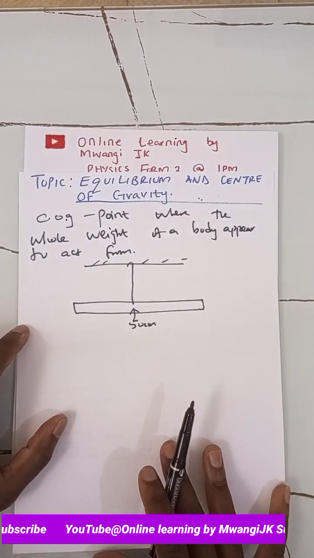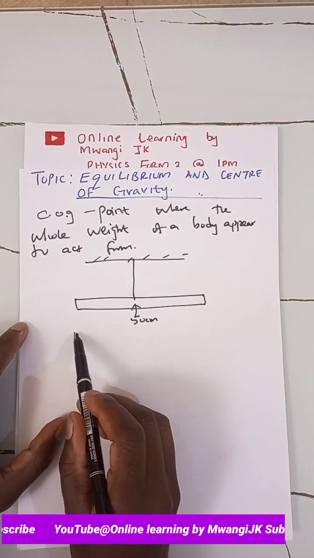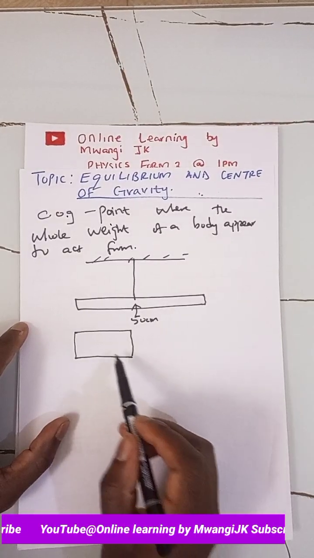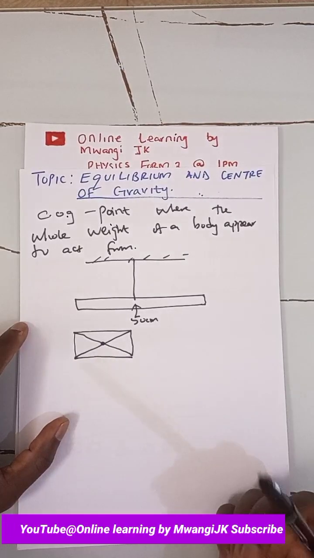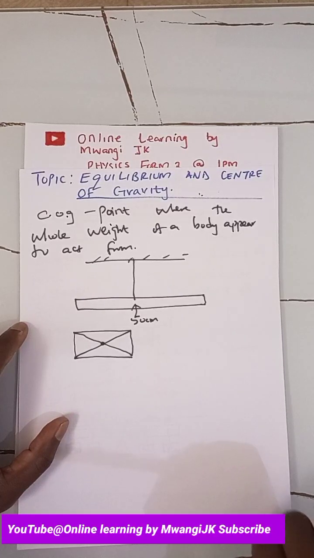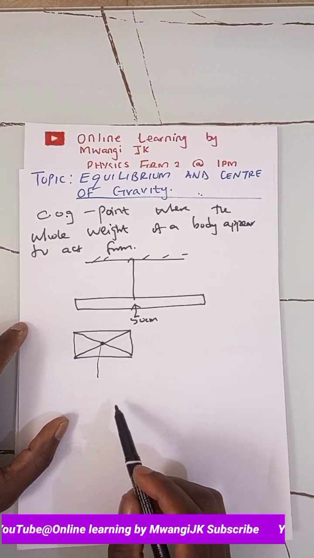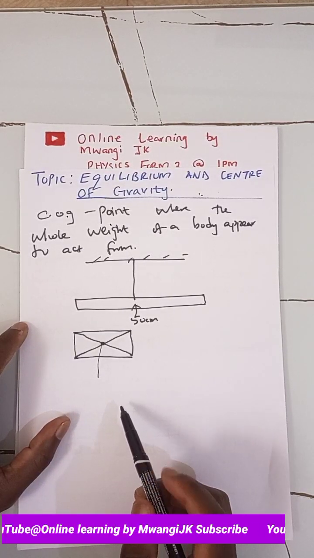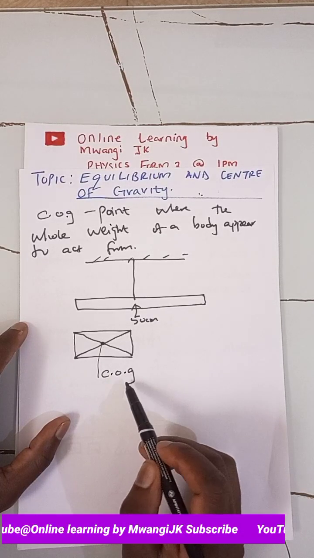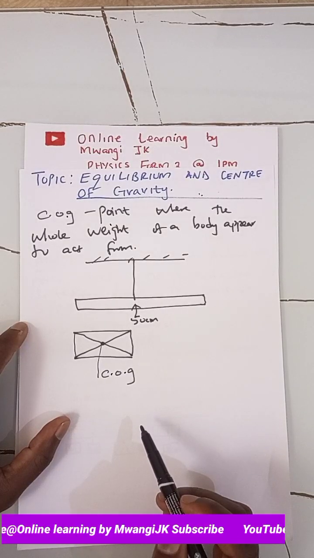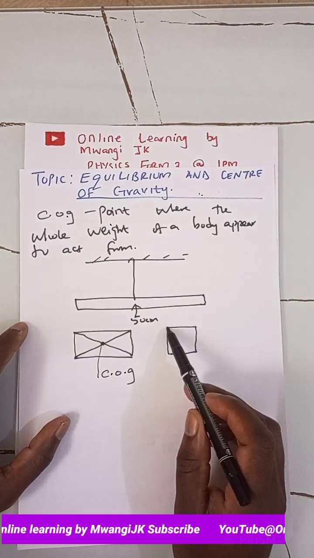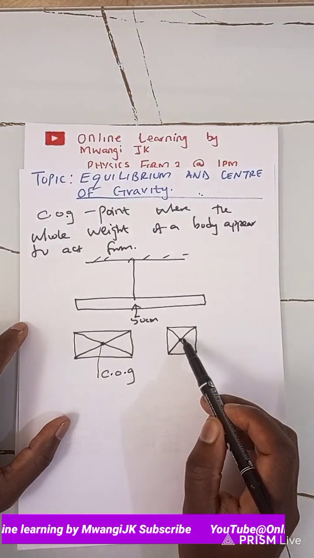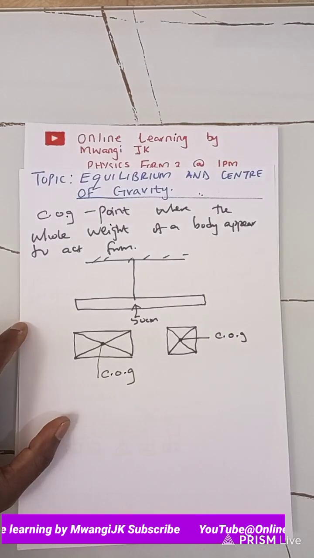So if we have again a rectangular piece of wood, and you join its diagonals using a ruler, where the diagonals meet, you try to balance that using one of your fingers or a pen, you'll find that the piece of wood would balance, and therefore that is the center of gravity, or the COG, of that rectangular piece. If you have a square piece, again we join its diagonals, they meet at a point, and again that is where we have the COG, and that's where the weight of that particular object appears to act.